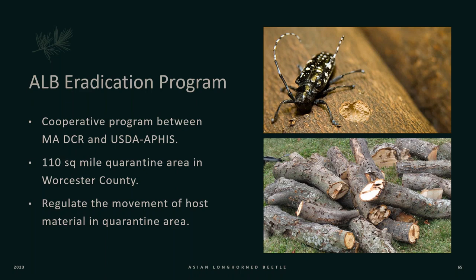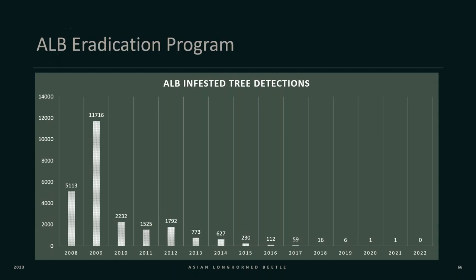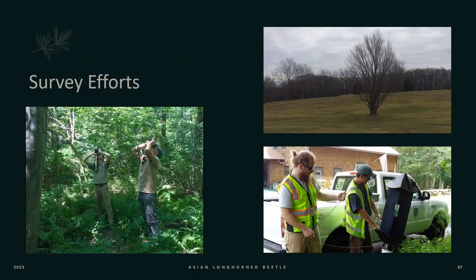So all of that helps us actually target, survey for this insect, and remove it from the landscape. Since the program started in 2008, we have been finding less and less infested trees here in Massachusetts. From 11,000 trees in 2009, last year in 2020, we didn't find a single infested tree. It is the first year we found no infested tree during our survey effort. So we are getting closer and closer to our goal of completely eradicating ALB from our forest.